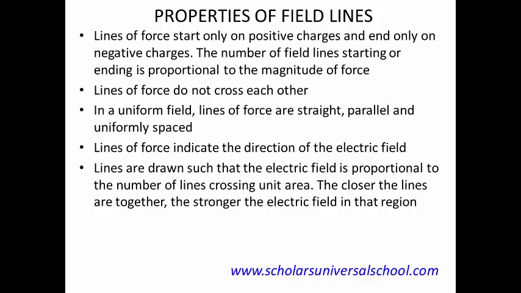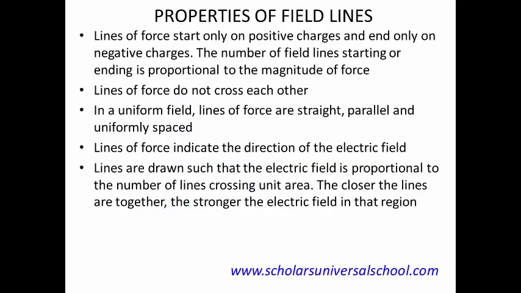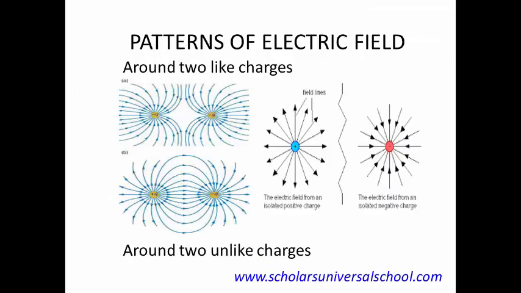I think I've explained that before, that the line of force for a positive charge is showing that the charge is moving outwards. Now, for a negative charge, it is moving inwards. And the last one, the lines are drawn so that the electric field is proportional to the number of lines crossing unit area. The closer the lines we have here, the stronger the electric field. That is what it means. And the more lines of force we have here, the stronger the electric field. So if I have just one line of force, it is going to be a weak electric field compared to when I have more than one electric line of force.